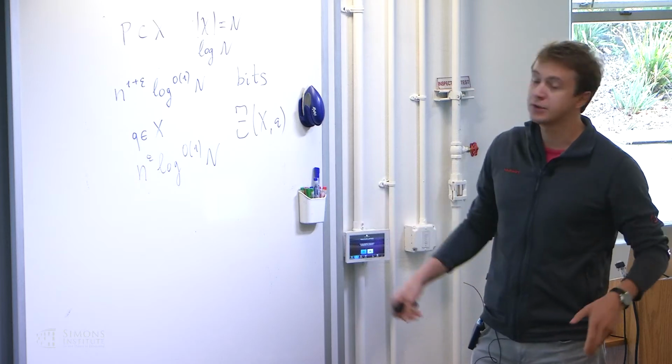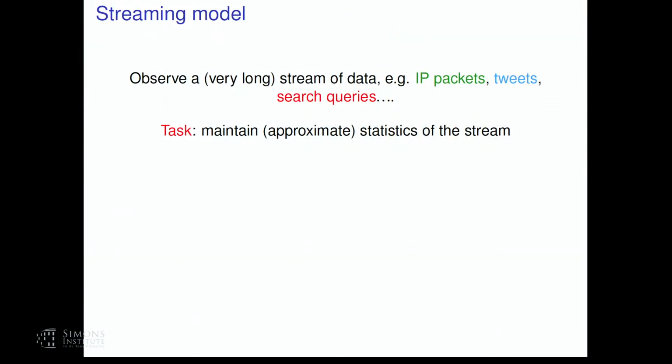All right, so this is about the streaming model of computation. What is the streaming model of computation? It's a model for processing massive data sets, and in this model, we think of the algorithm as observing a very long stream of data items. These data items could be a lot of things, for example, IP packets, tweets, search queries, and whatnot.